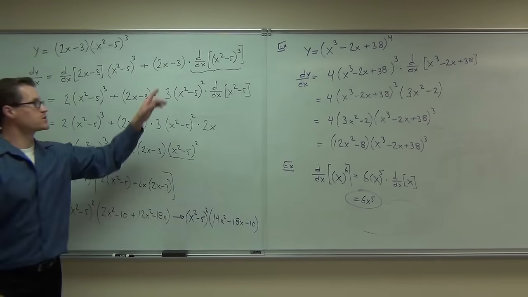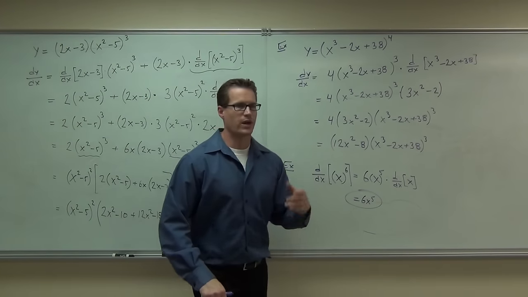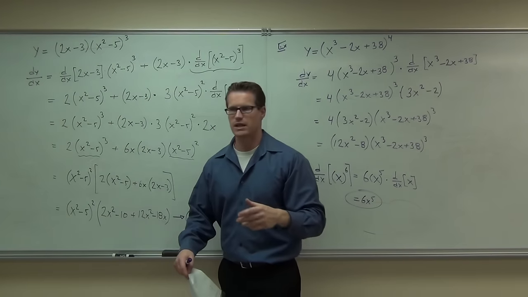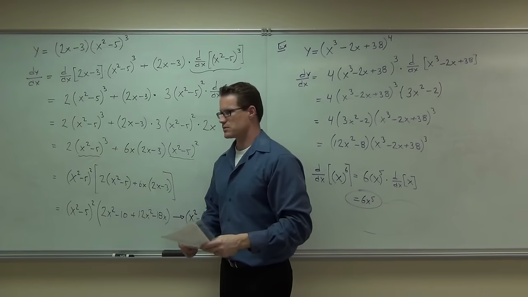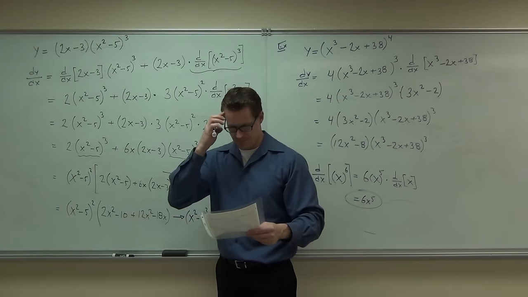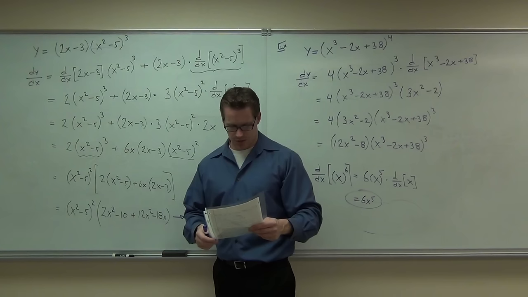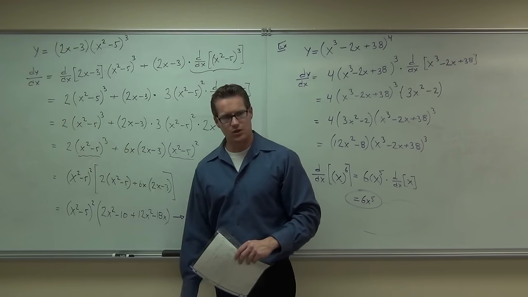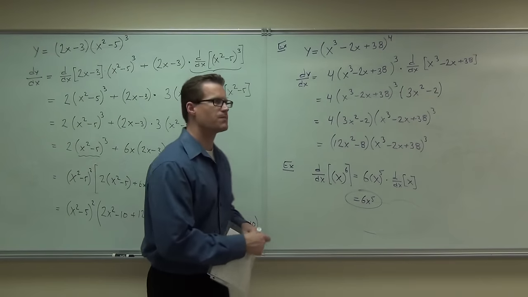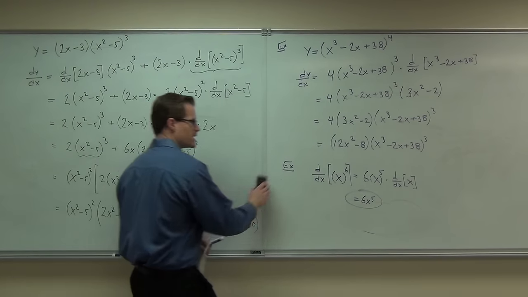Or if this is a position curve, we're finding velocity or rate of change. Or if it's a cost function, we're finding marginal cost. Marginal profit, things like that. Very interesting stuff. Let's try a few more. I need to show you how the chain rule is going to affect something to do with a trig function, and that will probably be about our day.